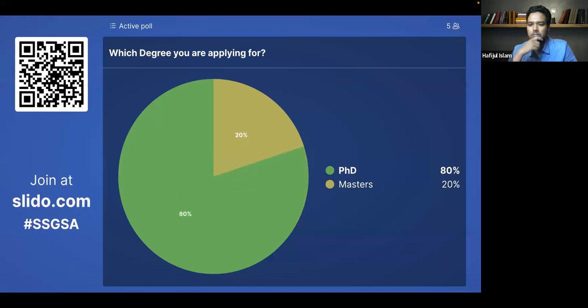So 67%. Okay. I think we should give it some time. That will show how many people are going for PhDs and masters. I'll give around 15 seconds more. Okay, it seems it's a 60-40 kind of proportion here, with mostly people going for PhDs. So that's expected. Great. Okay.